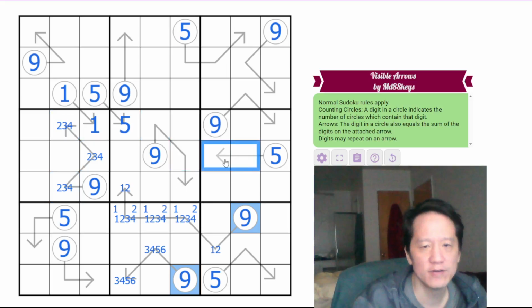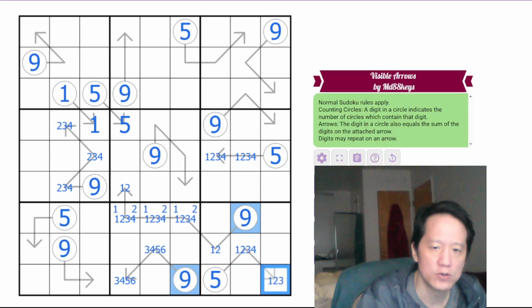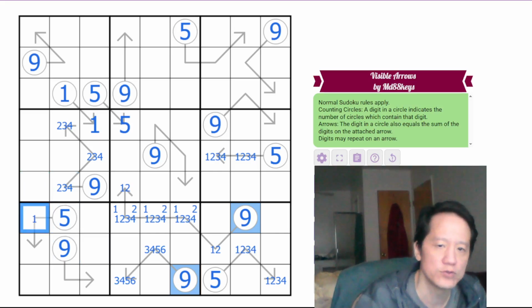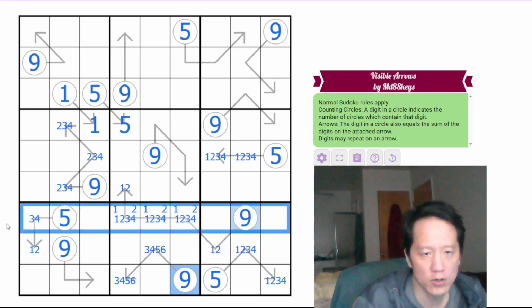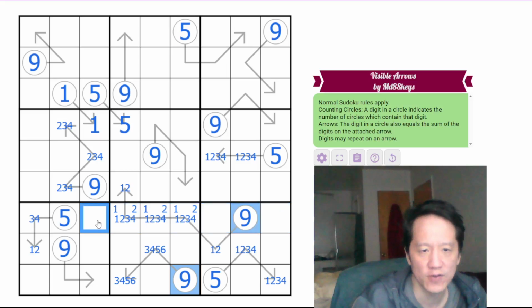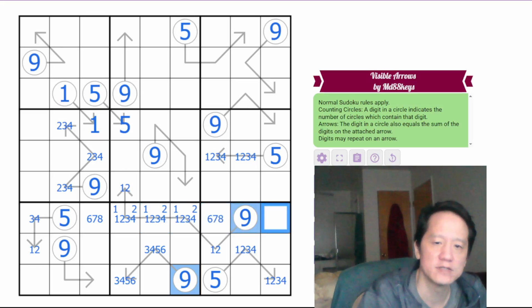This 5 is either 1, 4, or 2, 3 added together. Same here. This is 1, 4, or 2, 3 added together. Same here. This is 1, 4, or 2, 3, but it cannot be 1 or 2 here, so this must be a 3 or 4, which makes that a 1 or 2. We have a 1, 2, 3, 4 quadruplet in row 7, which eliminates 1, 2, 3, 4 in the rest of the row. This then must be 6, 7, or 8. This is 6, 7, or 8, and this is 6, 7, or 8.